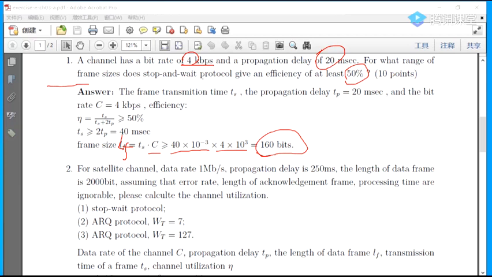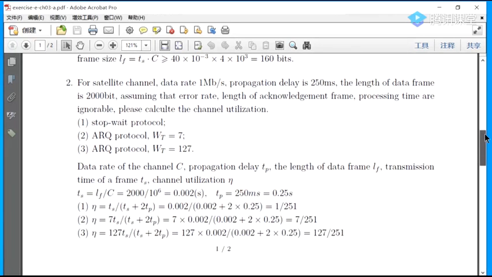Okay, this is the answer for question 1. Do you understand? Okay, if you understand, we continue to the next question.